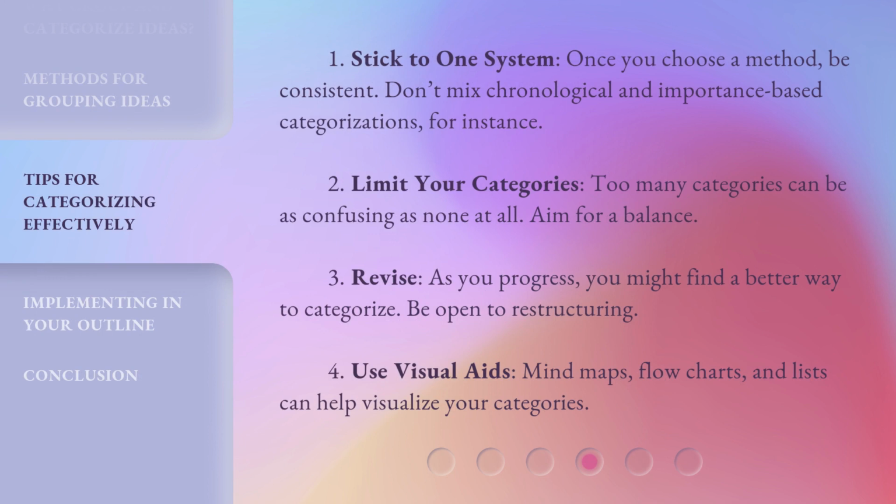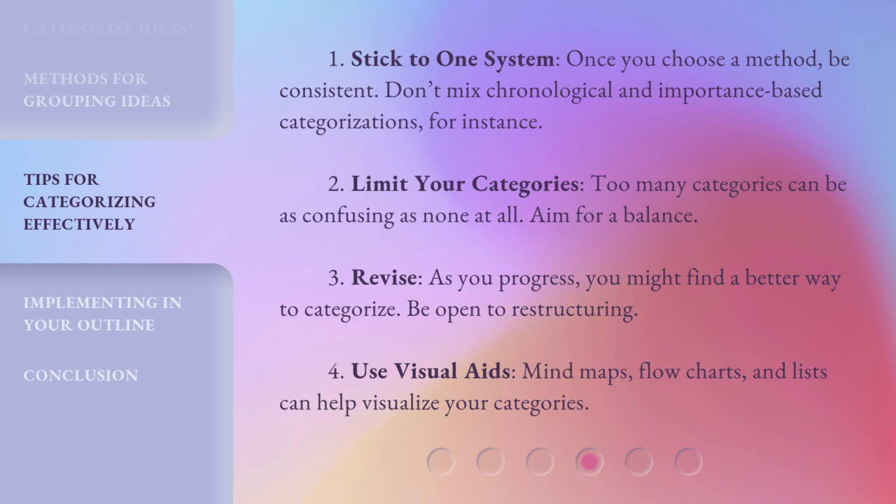1. Stick to one system. Once you choose a method, be consistent. Don't mix chronological and importance-based categorizations, for instance. 2. Limit your categories. Too many categories can be as confusing as none at all.